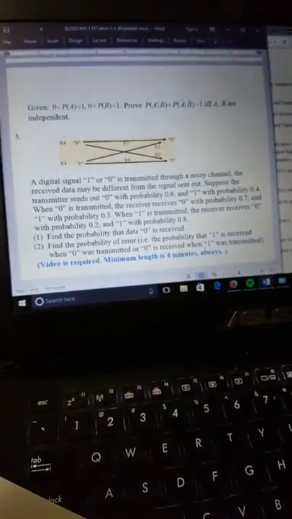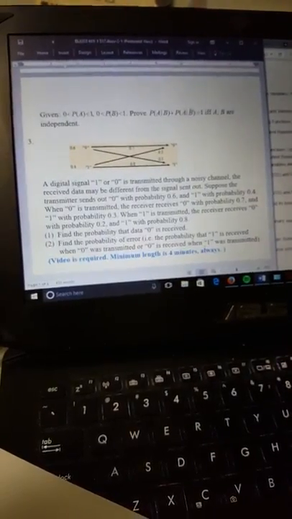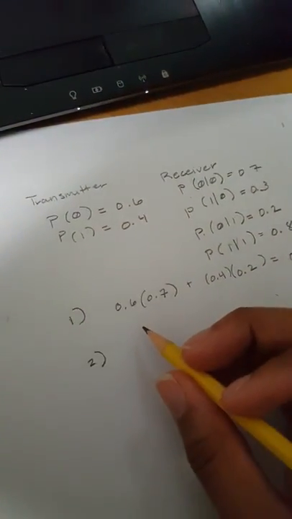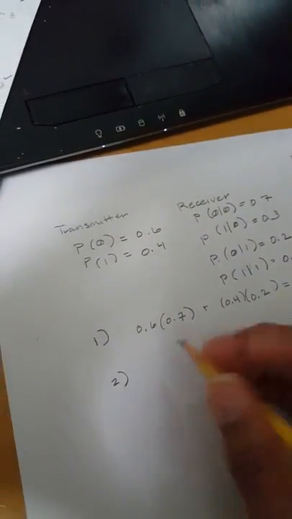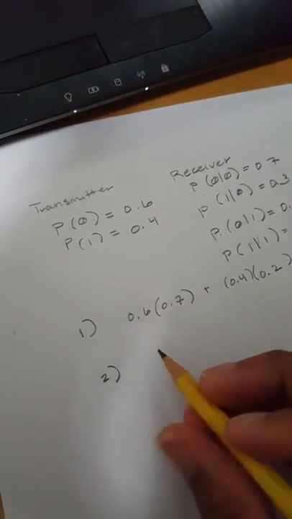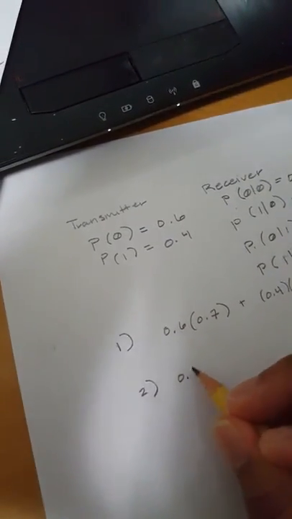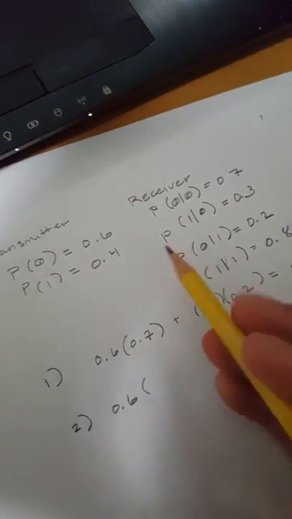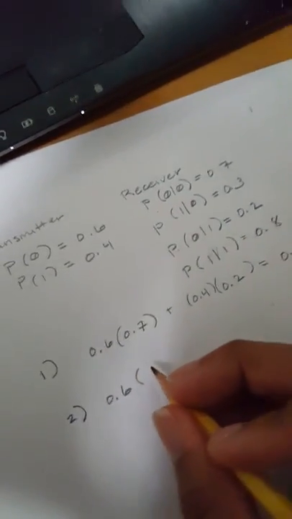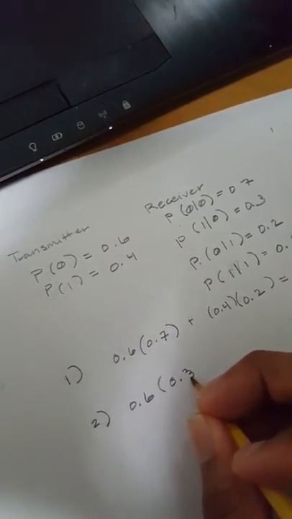Sorry if you can see this. That's 1 received when 0 is transmitted, or 0 received when 1 is transmitted. Very simple from what we were doing earlier. Again, say 0 was originally transmitted, so 0.6, and we have an error, so we're in essence receiving a 1, which is this one right here, 0.3, given that 0 was transmitted.